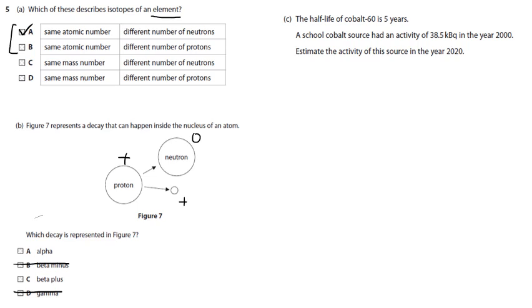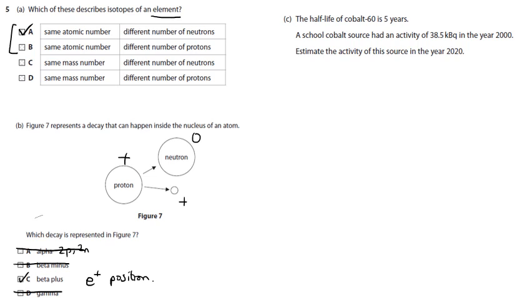Well, an alpha particle, that's 2 protons and 2 neutrons. So how can a proton split up into more than it started with? That's nonsense as well. So it must be a beta plus, which is also called a positron. Okay, it's just like an electron but with a positive charge.